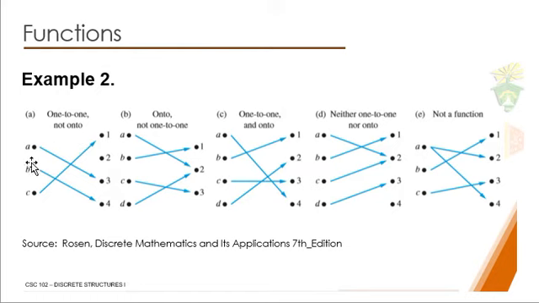So, for item A, one-to-one siya, pero dili siya onto. Kay item 2 dinhi sa side sa atong codomain, walay nakakonek sa iya. So, for item B, onto siya pero dili one-to-one. Dili ba one-to-one?